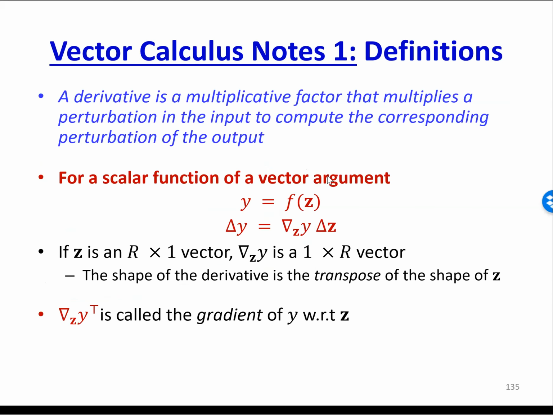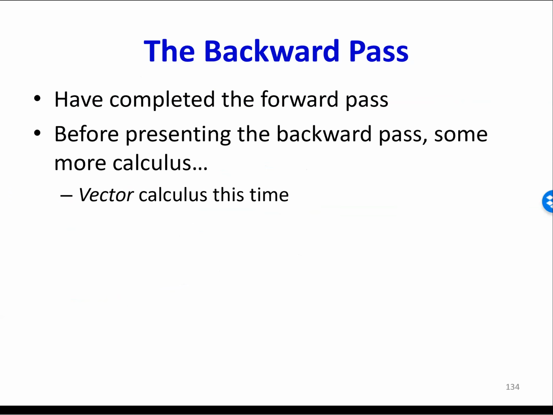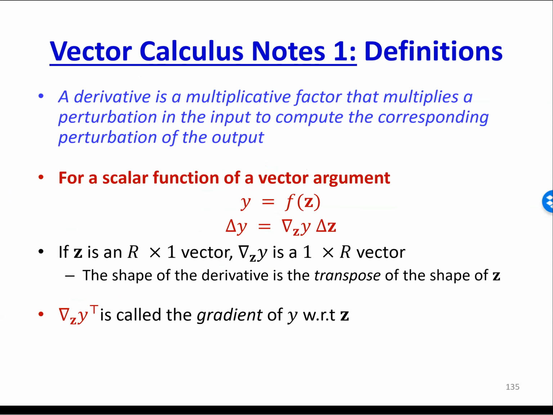Now we're going to start off with some pretty horrible vector calculus. If I have a vector function y equals f of z, and z is a vector and y is a scalar, then here's how we defined derivatives, right? The derivative of y with respect to z, which I've represented using this nabla term over here, is the multiplier that multiplies delta z, a small increment in z, to give you a corresponding increment in y.